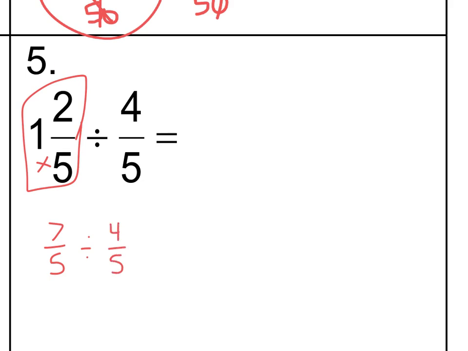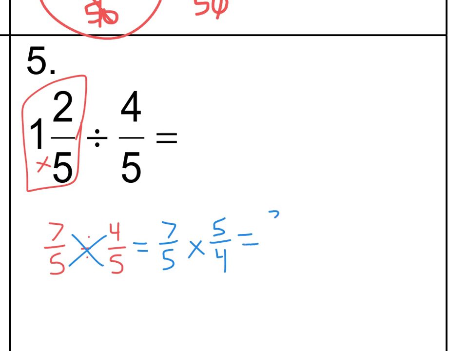Now I'm going to keep, change, flip, right? Some people like to use the butterfly effect. This is the cross multiplication, but that kind of gets confusing when you start using that for something else, because we see it as an x. So what I'm going to do is keep, change, flip it. I'm going to rewrite this as 7/5, keep the same first number, and multiply by the reciprocal of 4/5, which is 5/4.